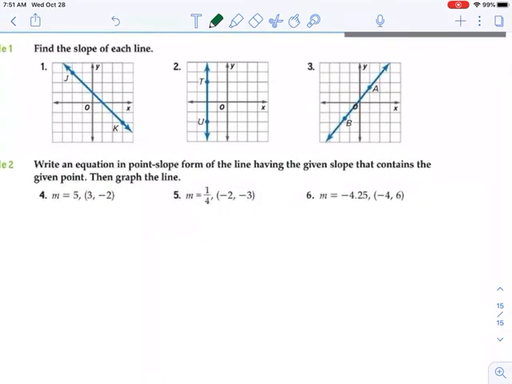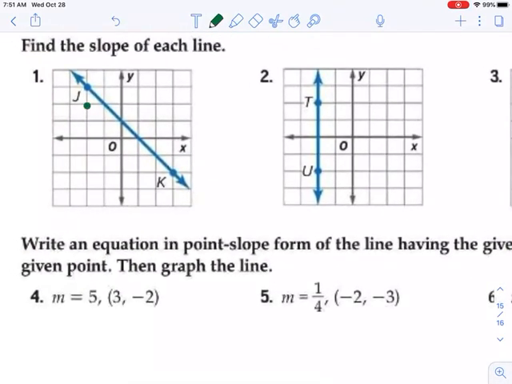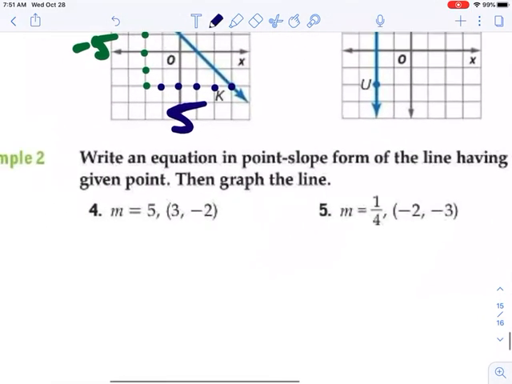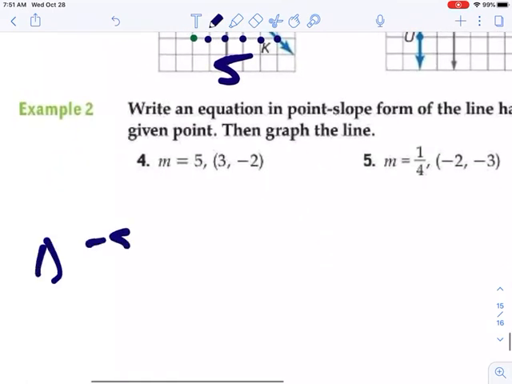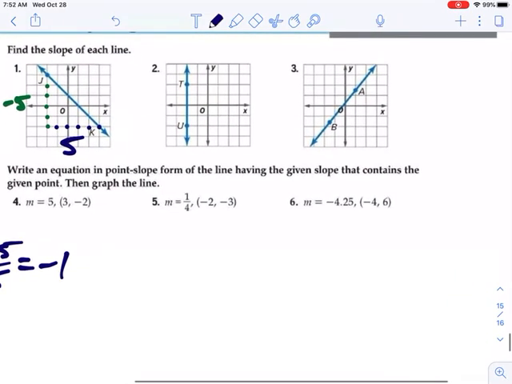All right, slope of the line. Let's just do a couple of these. Here we go. Down 1, 2, 3, 4, 5. Down 5. Over 1, 2, 3, 4, 5. Over 5. Okay, so number 1, down 5, over 5, negative 1. This one, number 2, is vertical. So there is no slope. There's no number we can assign to that.